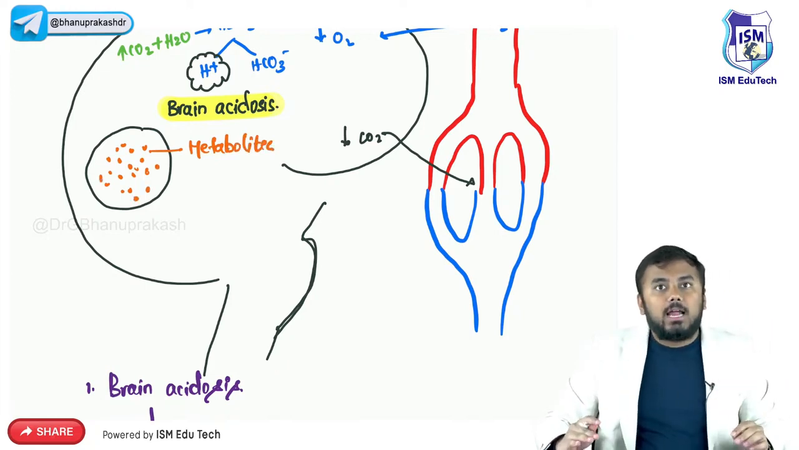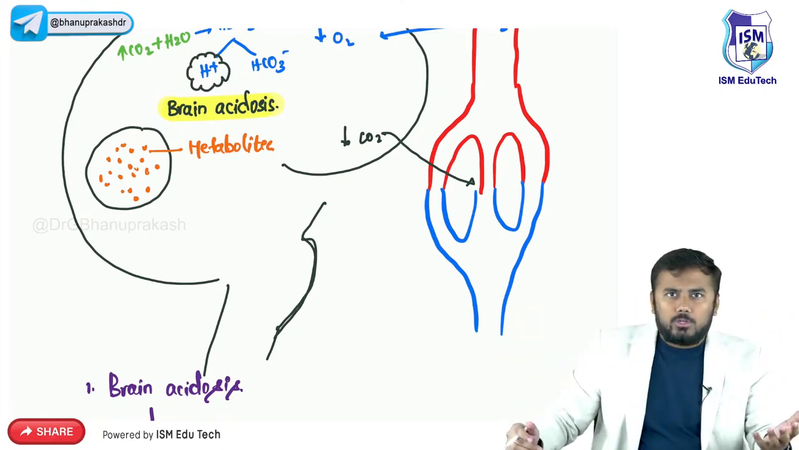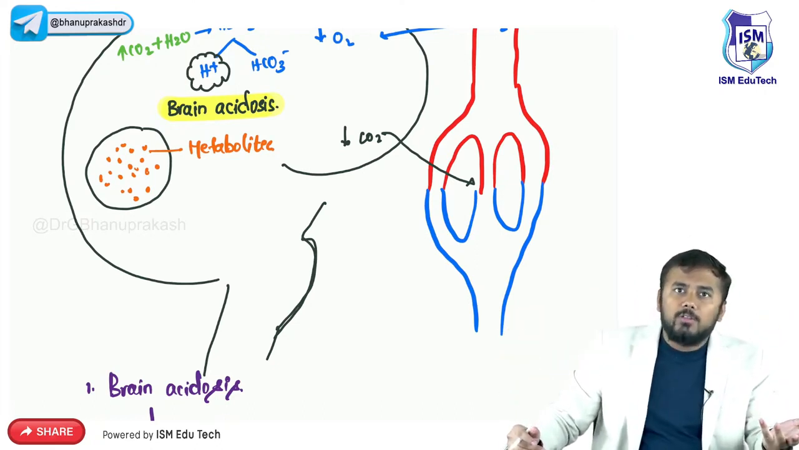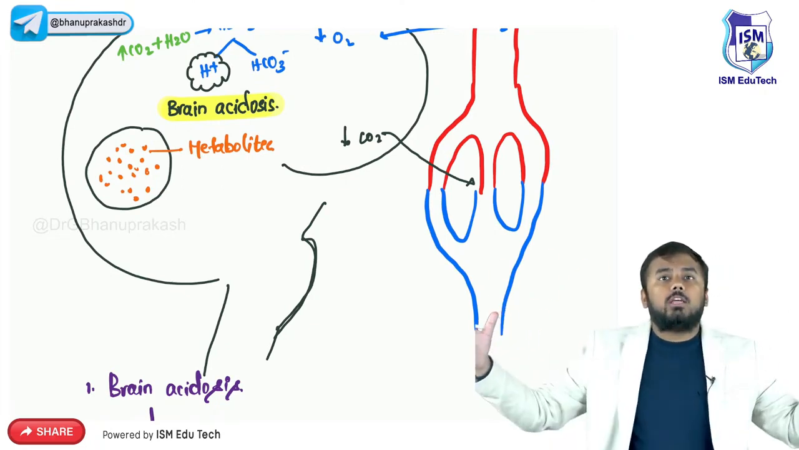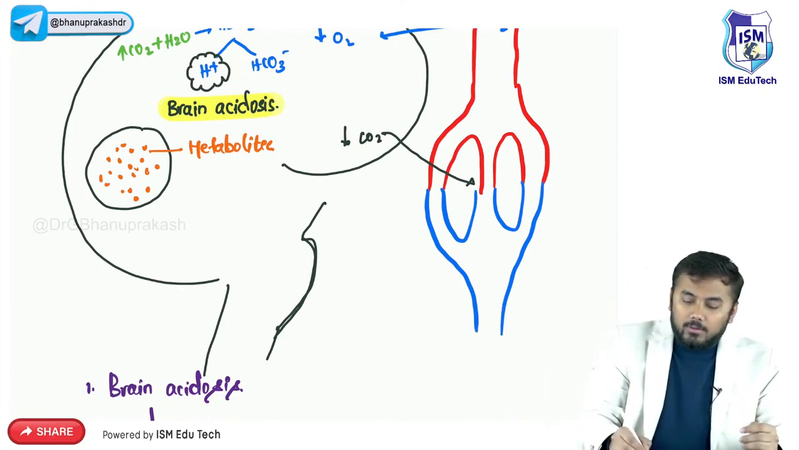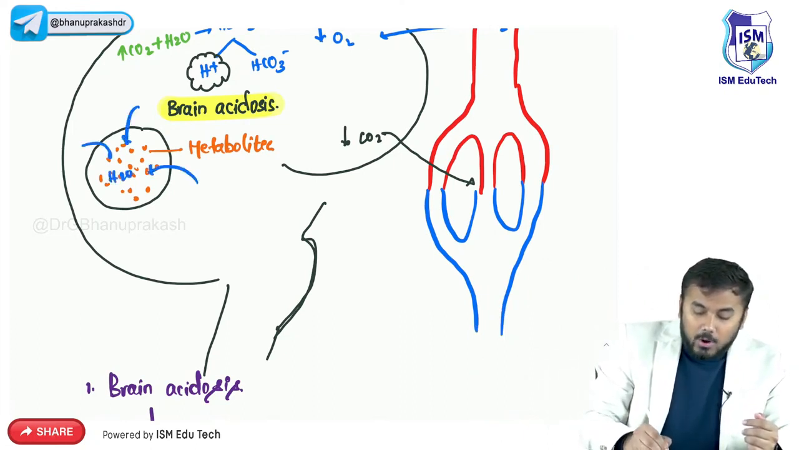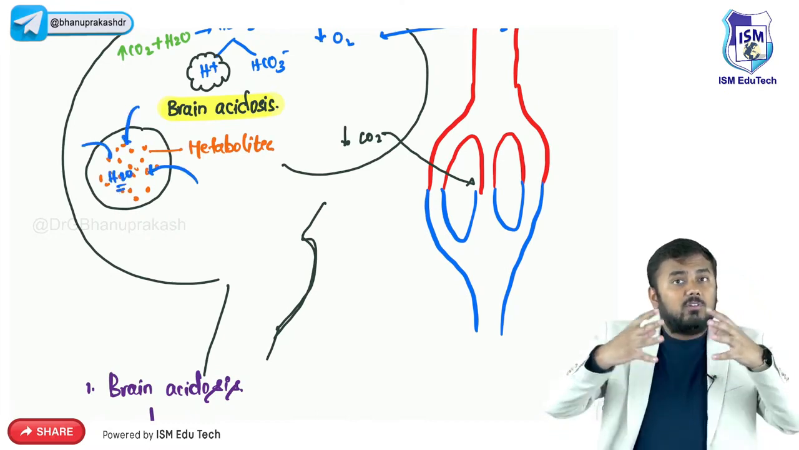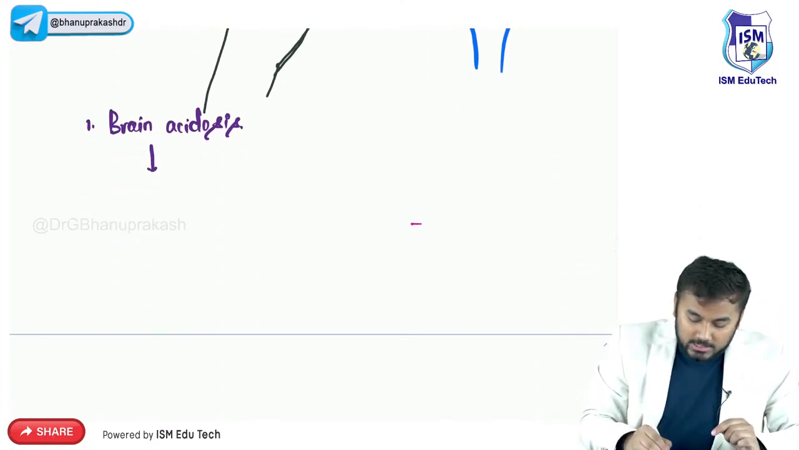So when these metabolites accumulate, what is going to happen? Surrounding the cell there is water, and the metabolites are something like solutes. Outside you have got solvent. So what is going to happen is that water from outside will enter into the cell. So when water from outside enters into the cell, don't you think the cell will swell up? Yes. So because of brain acidosis, there is cellular swelling.